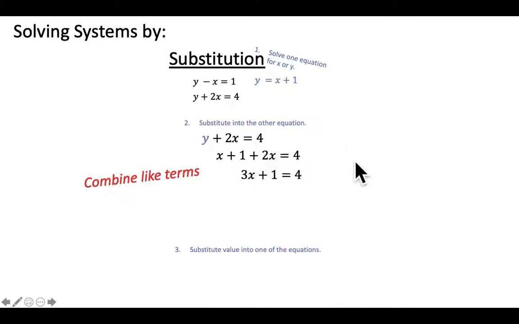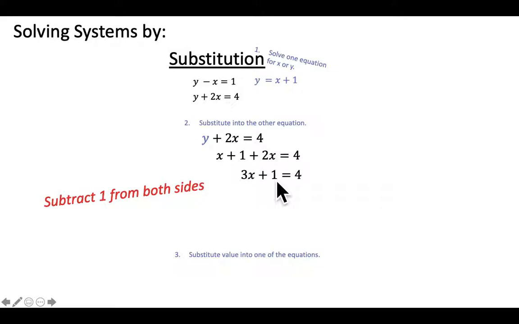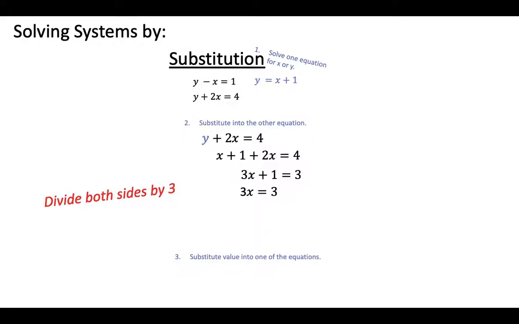So we now have 3x plus 1 equals 4. Our next step is to get the 3x by itself by subtracting 1 from both sides. So when we subtract 1 from both sides, we get 3x is equal to 3. Next, to get x by itself, we need to divide both sides by 3. So when we divide both sides of this equation by 3, we get x is equal to 1. So we're halfway finished now. We know the value of x equals 1.